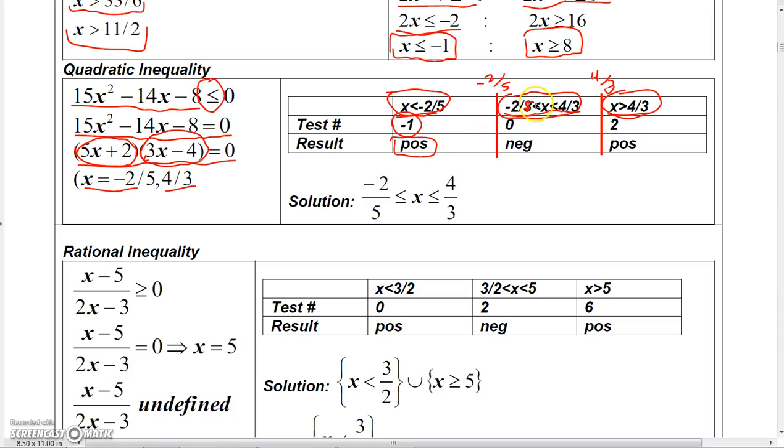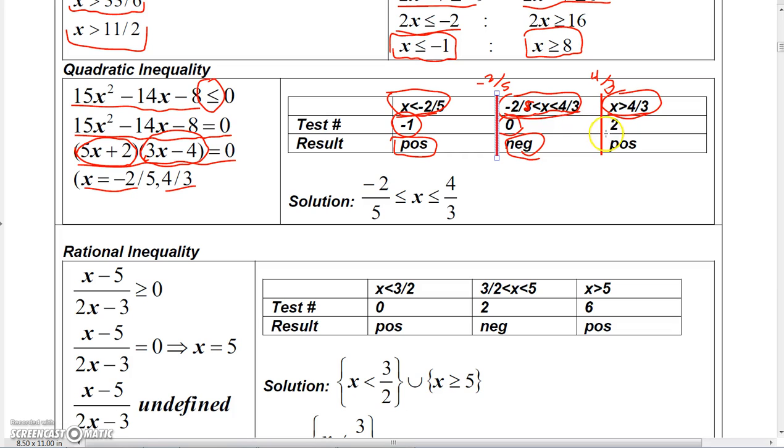Now, how about between negative 2/5 and 4/3? Well, a number between there would be 0. So let's plug 0 in. If I plug 0 into the first factor, it's positive. If I plug 0 into the second factor, it's negative. And so I have a positive times a negative, which is a negative. So that interval from negative 2/5 to 4/3 is part of my solution.